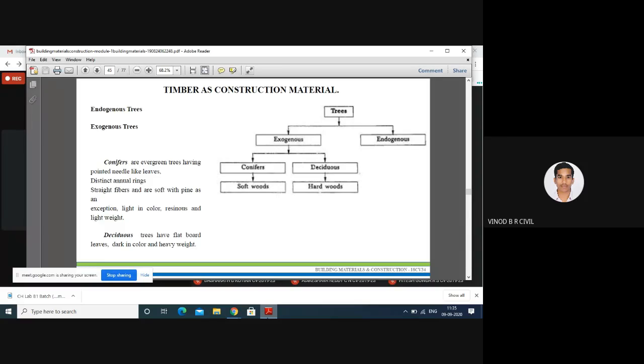Conifer is an evergreen tree having pointed needle-like leaves, restricted annual rings and straight fibers, and it is soft, with resin, light in color and lightweight. Means especially in the coniferous exogenous tree, there are the softwoods we can expect, lightweight and light in color. Especially these kinds of woods they are using for the manufacturing of furniture.